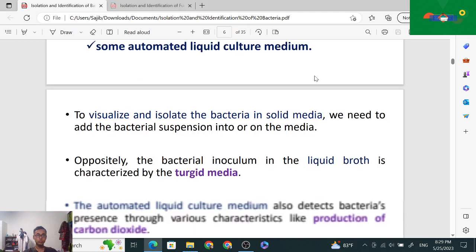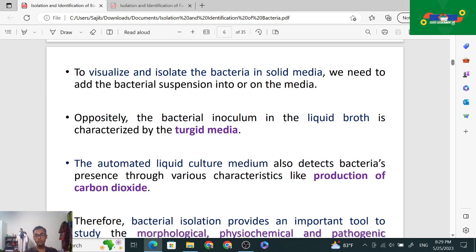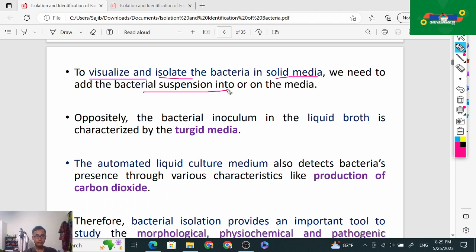Then next, to visualize and isolate the bacteria in solid media, we need to add the bacterial suspension into or on the media. So this is the thing.